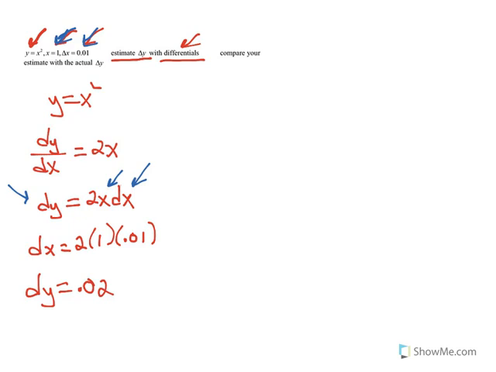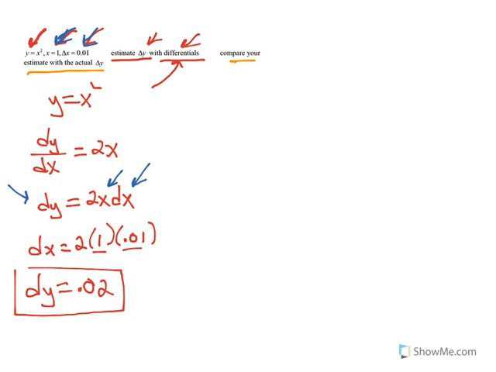So what this is essentially saying is if we started with an x value of 1 and we changed the x value by 0.01, we should expect the y value to change by about 0.02. So that would be approximating or estimating the change in y by using a differential or a first derivative. Then they want you to go ahead and compare it to the true or the actual change in y.